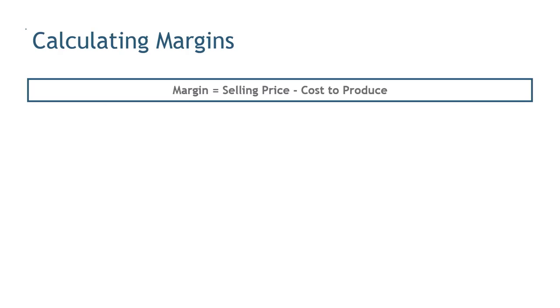So what is a margin? Margin is just the selling price minus the cost to produce, right? So that's the basic formula. And remember, cost to produce could be the manufacturer who's actually making the item. The cost to produce an item for a retailer is just the amount that they're buying it for, right? Whatever the cost it is to get them that good in the door.